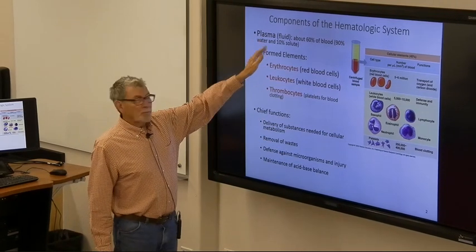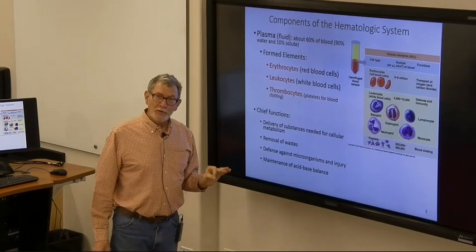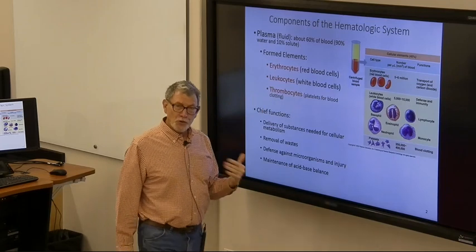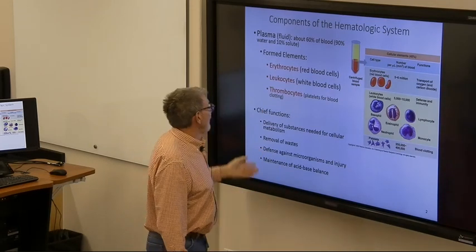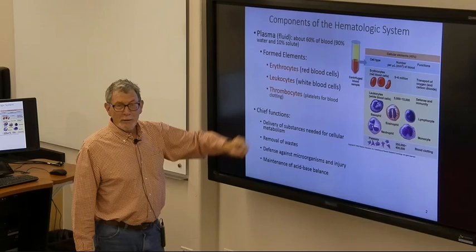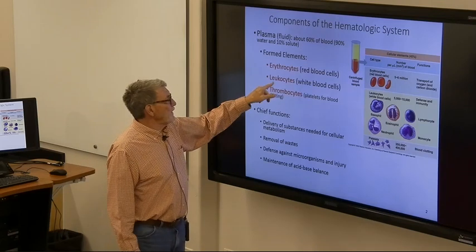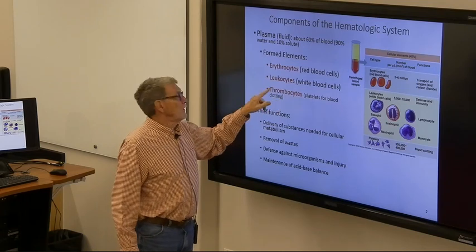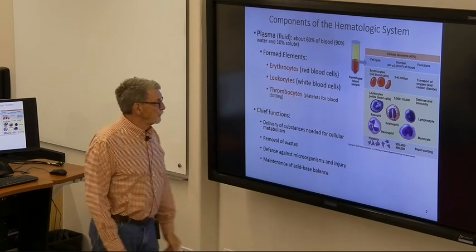So you have your plasma, and then you have the formed elements, which are your red and white blood cells, and thrombocytes, which are platelets for clotting. Erythro means red, red blood cells. Leuco means white, white blood cells. Thrombo means clotting, clotting blood cells.